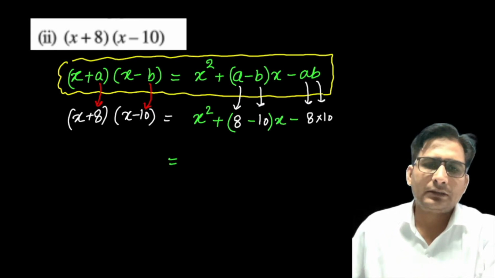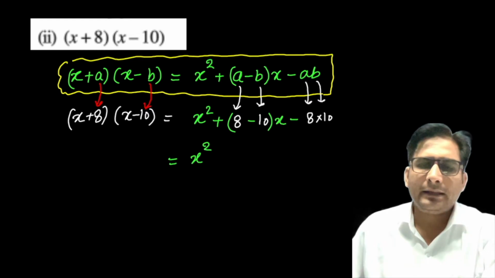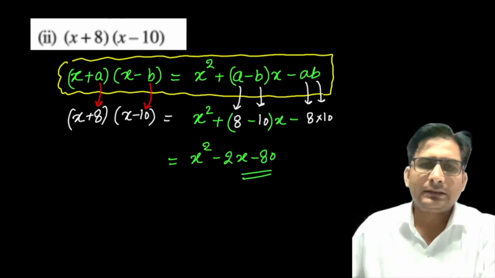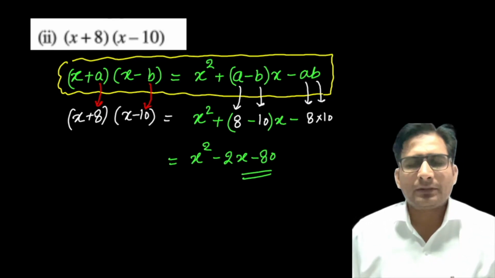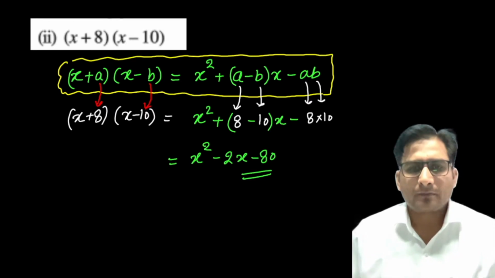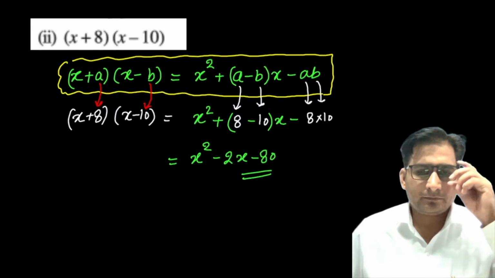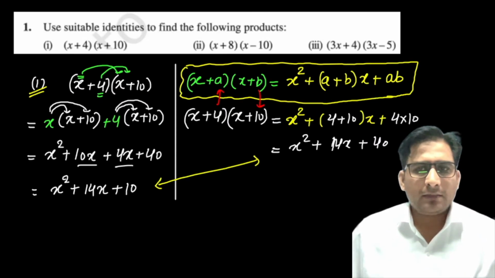So the answer for this case is x square, 8 minus 10 is minus 2x, minus 80. So this is the simplification of this expression. This is the multiplication, right? I hope it is clear to you all. Yes, sir. Now let me explain this third part to you.